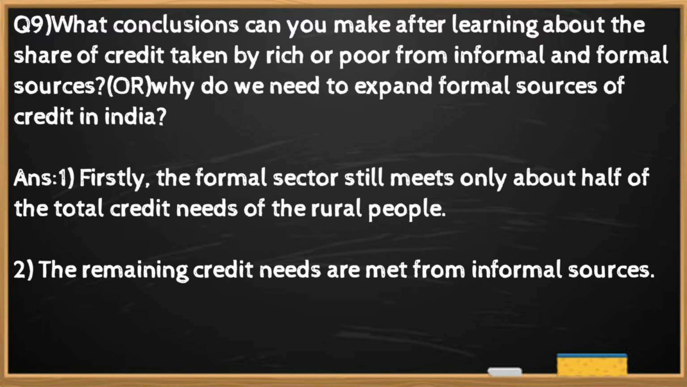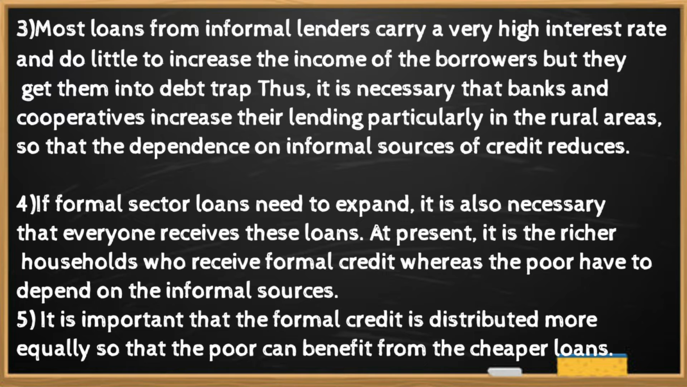Question number 9. What conclusion can you make after learning about the share of credit taken by rich or poor from informal and formal sources? Or why do we need to expand formal sources of credit in India? And the answer is, firstly, the formal sector still meets only about half of the total credit needs of the rural people. The remaining credit needs are met from informal sources. Most loans from informal lenders carry a very high interest rate and do little to increase the income of the borrowers, but they get them into a debt trap.